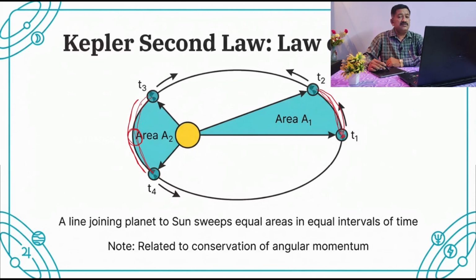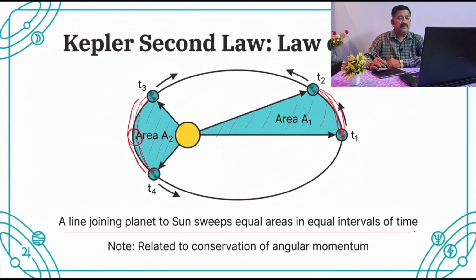It is not causing very much difference, but it is causing somewhat some differences in the velocity when it is moving in the farther place and also when it is moving in the nearest place. So because of this, if we find the area traversed by the two positions of the same planet, the area coverage is same. That's why we can say that they sweep equal areas in equal intervals of time.